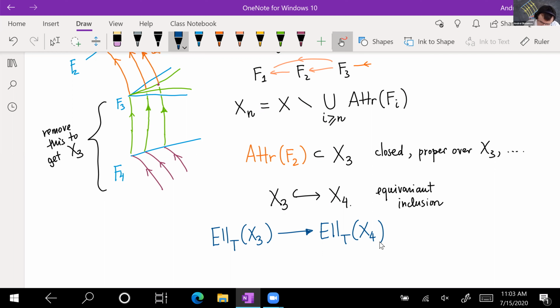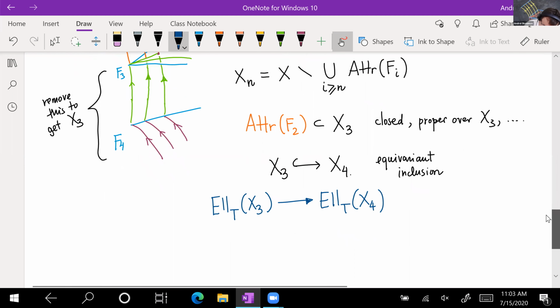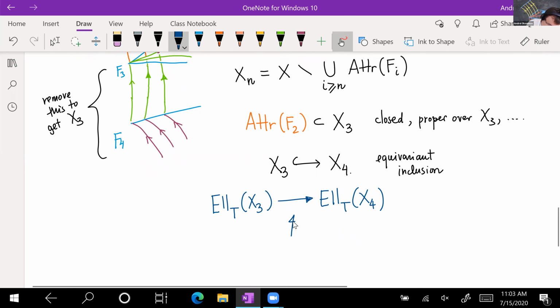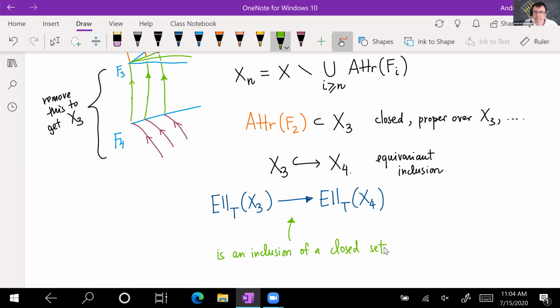Okay. And so as we will see, this map turns out to be this map here. This is an inclusion of a closed set. So how are we supposed to picture this?